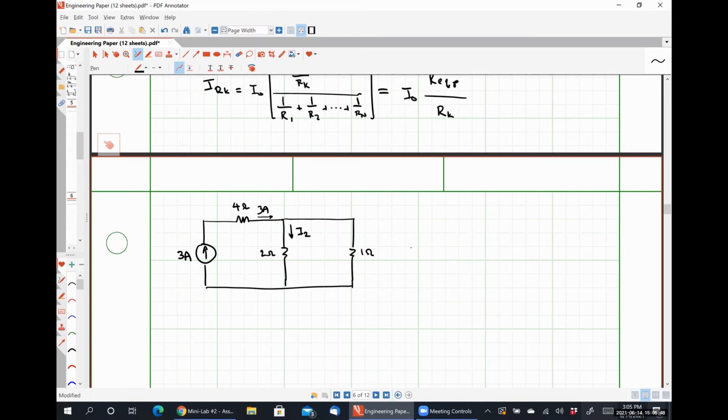So using current division, we can say that I2 is 3 amps, the known current flowing into the resistor network, multiplied by 1 over 2 ohms. So that's 1 over the resistor we want the current flowing through, divided by 1 over 2 ohms plus 1 over 1 ohms. So we add together the reciprocal of the resistors that are connected in parallel. And from this, we get 1 amp.